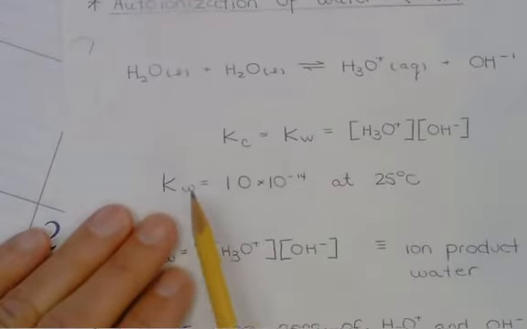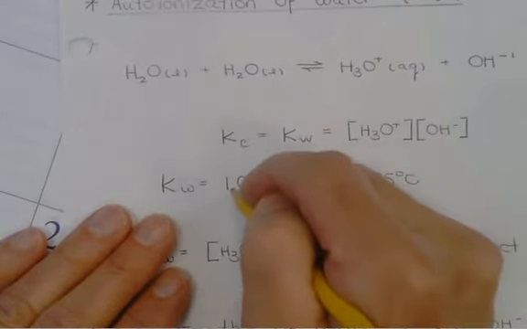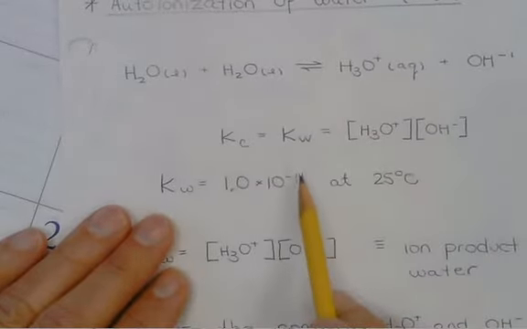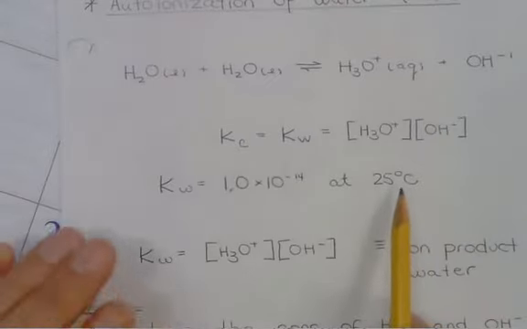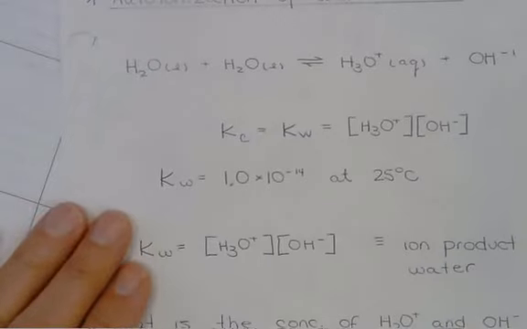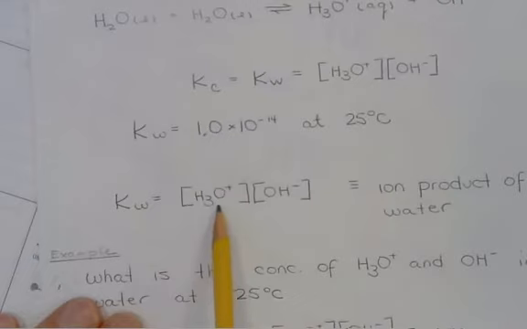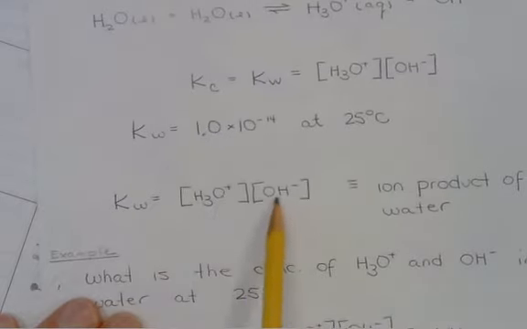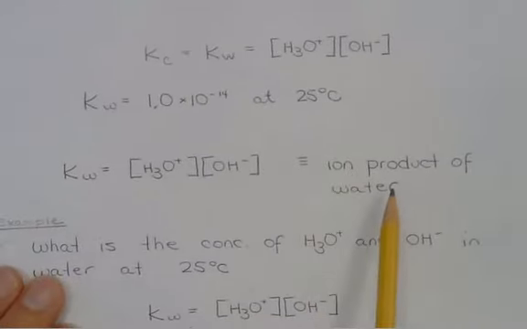And Kw, if you do the experiment, turns out to be 1.0 times 10 to the minus 14th at 25 degrees. It varies a little bit as you change the temperature. It's not going to change much, but we're going to do all of our acid-base chemistry at 25 to keep it simple. So we know that Kw is equal to H3O plus times OH minus. Some people call that the ion product of water.